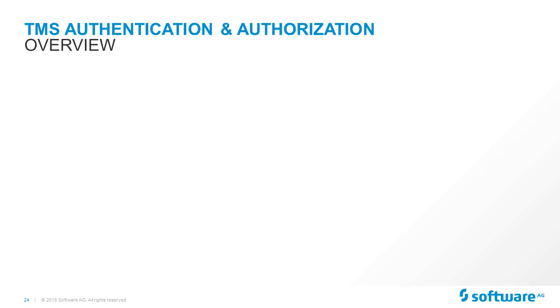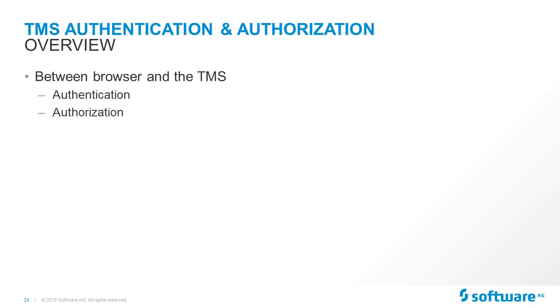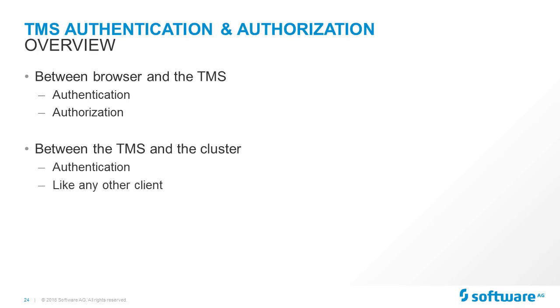Let's look at configuring authentication and authorization for the TMS now. There are two parts to this. First of all, for the connection between the browser and the TMS. And here we can configure both authentication and authorization. And the second part is configuring the connection between the TMS and the cluster. Now, because the cluster supports authentication, we can do that. And it's configured like any other client. The TMS just acts as another client for the cluster.